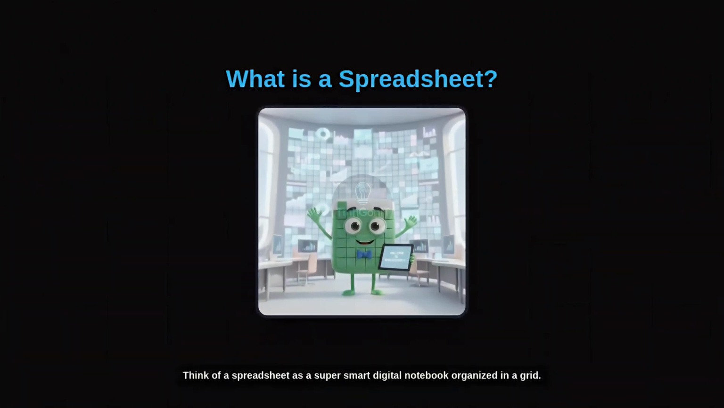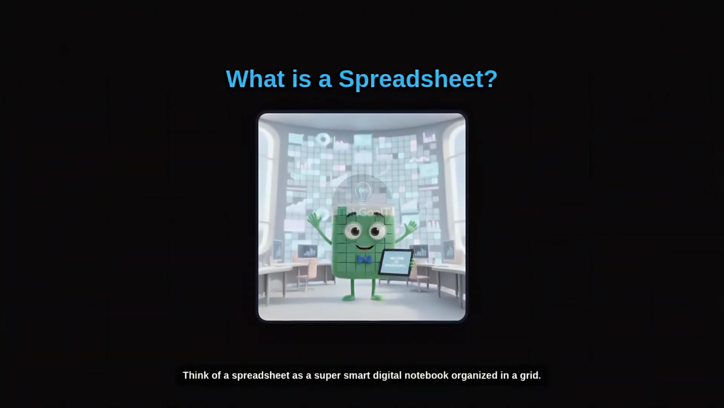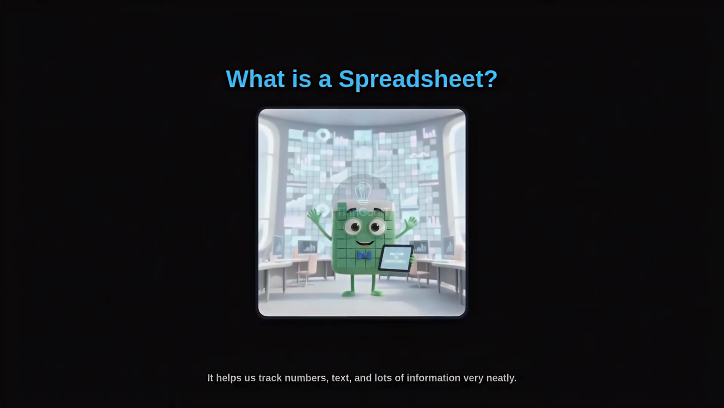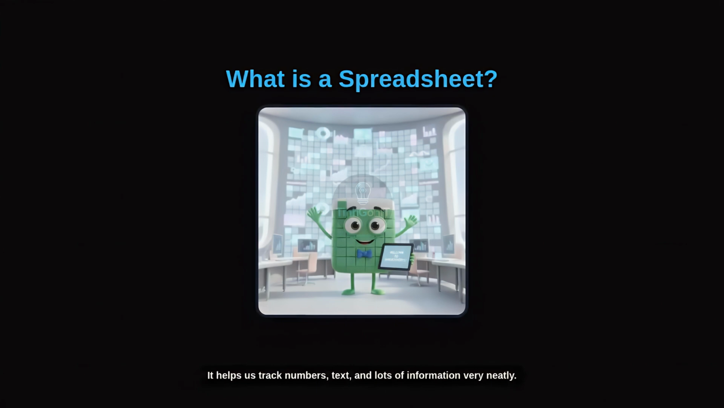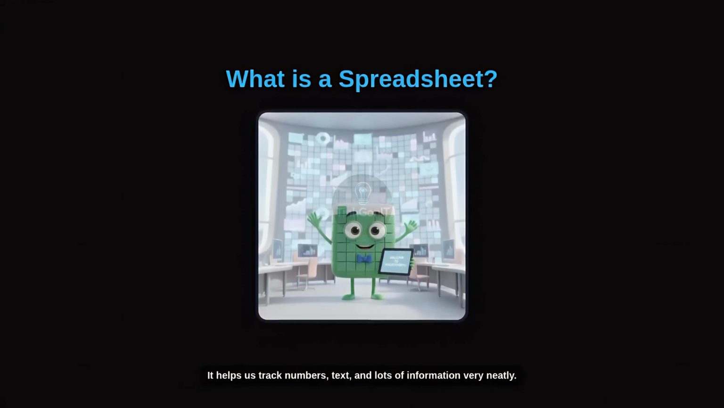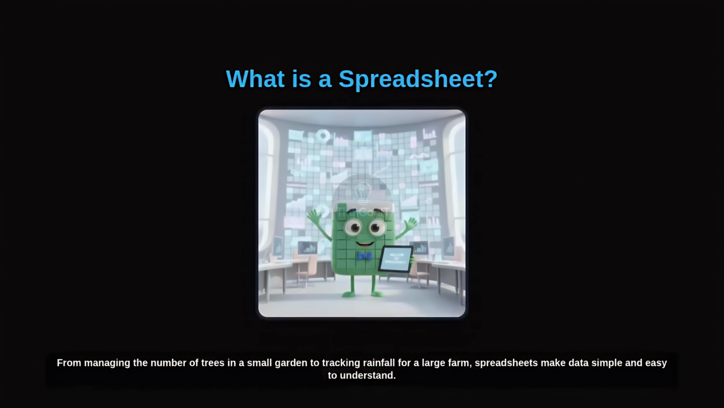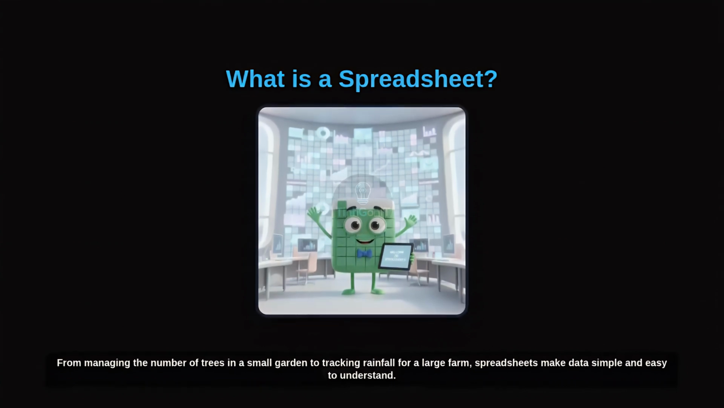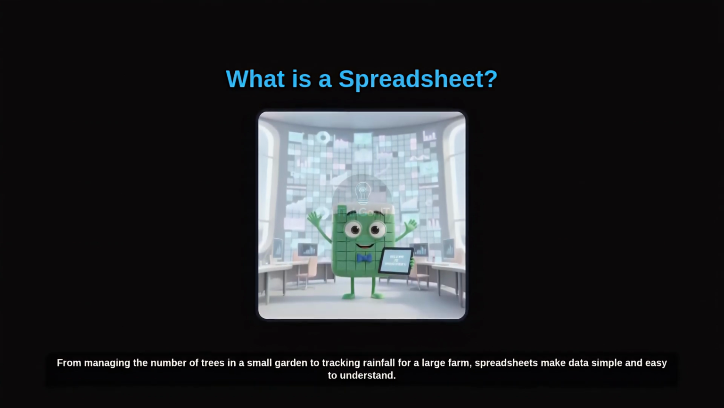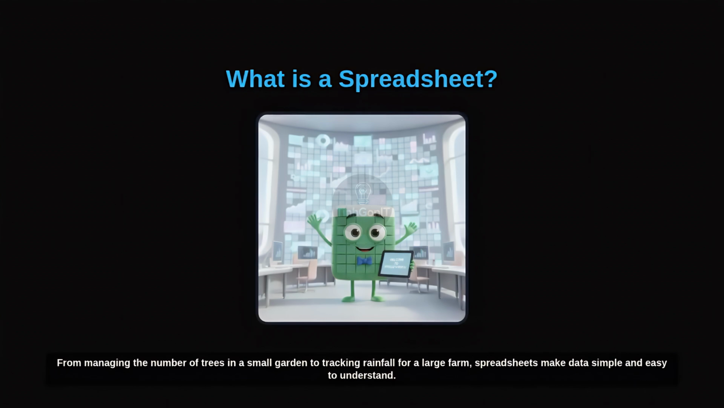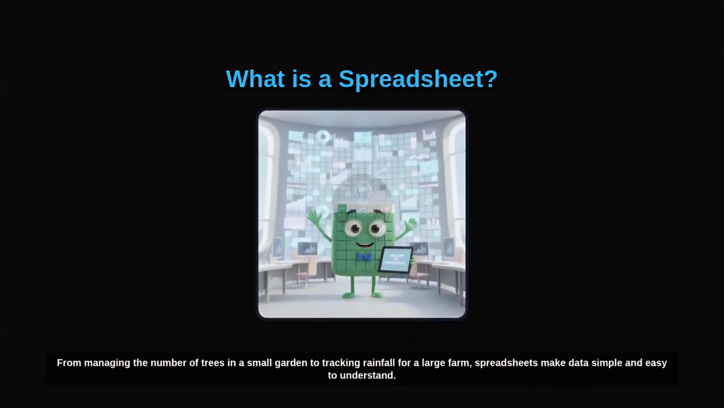Think of a spreadsheet as a super smart digital notebook organized in a grid. It helps us track numbers, text, and lots of information very neatly. From managing the number of trees in a small garden to tracking rainfall for a large farm, spreadsheets make data simple and easy to understand.